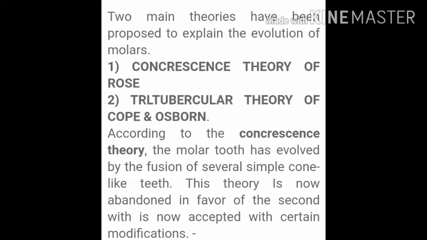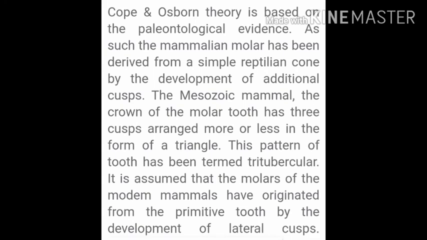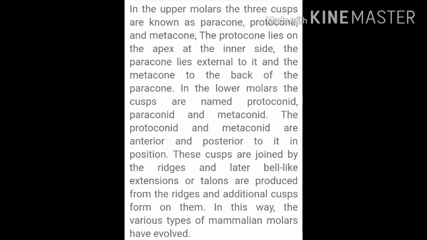Cope-Osborn theory is the second theory. According to this theory, a simple reptilian cone has been elongated in an anterior and posterior direction, and two extra cones have arisen to form a triconodont tooth. From this, hexaconodont and polyconodont teeth are developed by the addition of cones. These are the two theories discussing the origin and evolution of teeth.